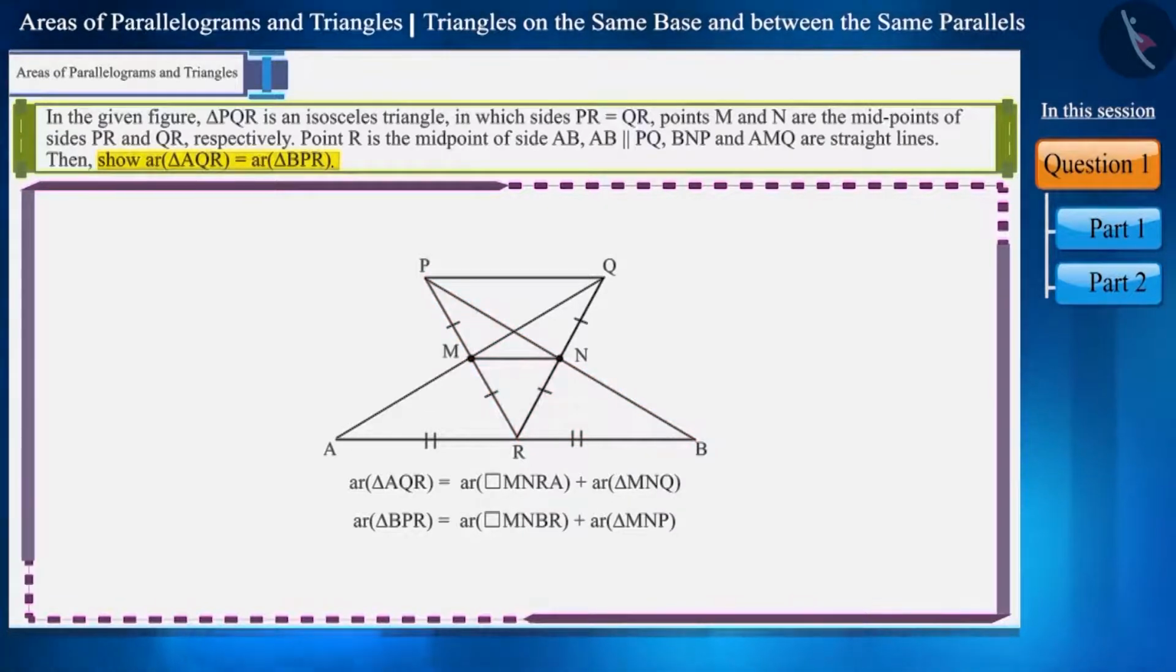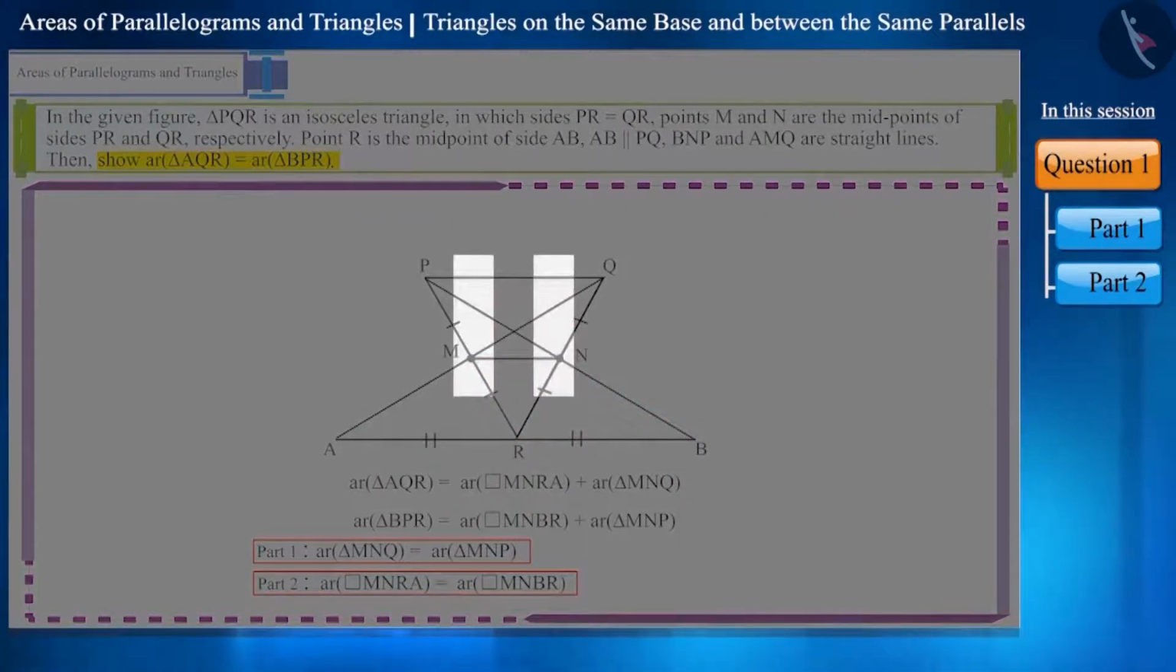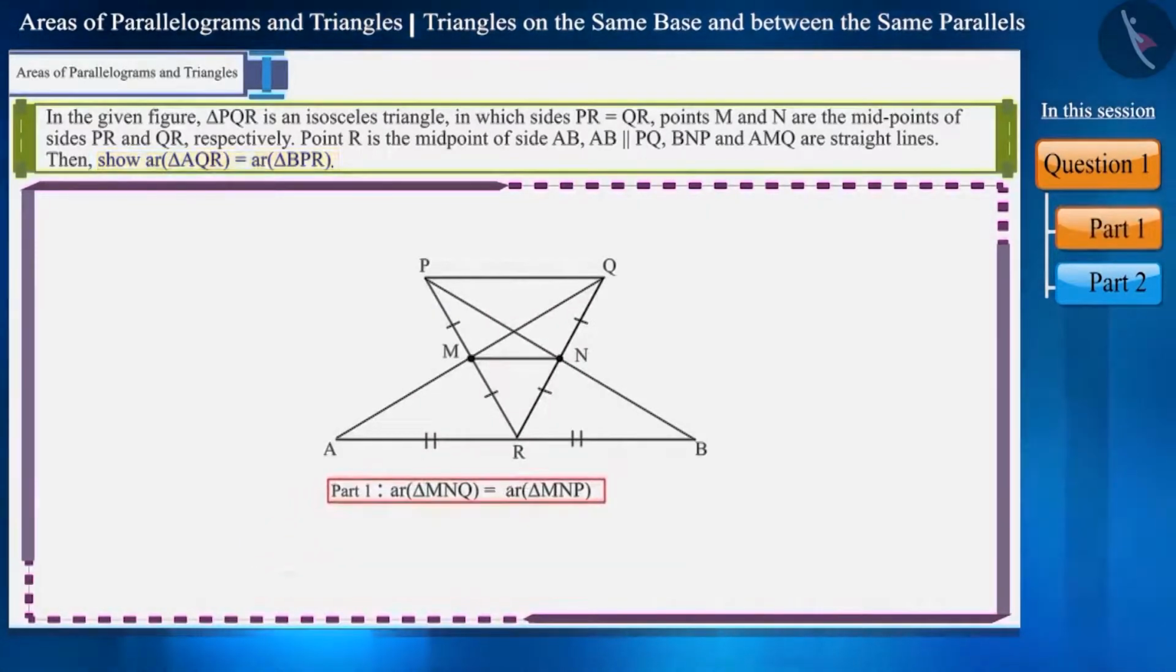We'll answer this question in two parts. In the first part, we will prove that the area of triangle MNQ is equal to the area of triangle MNP. And in the second part, we will prove that quadrilateral MNRA and MNRB have equal areas. You can pause the video and think how we reached this conclusion. Let's look at the first part.